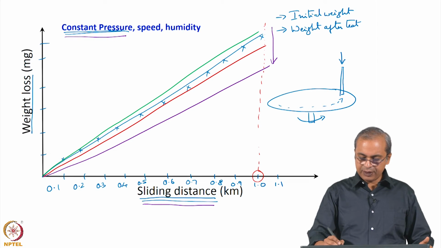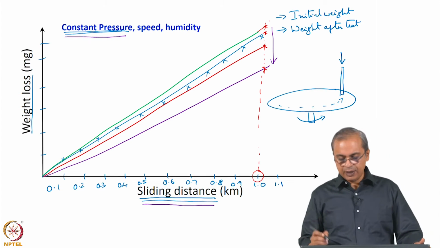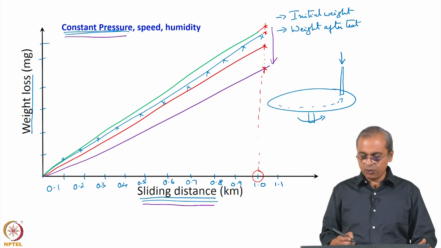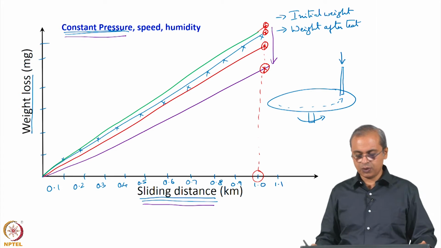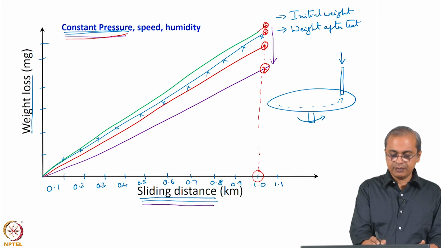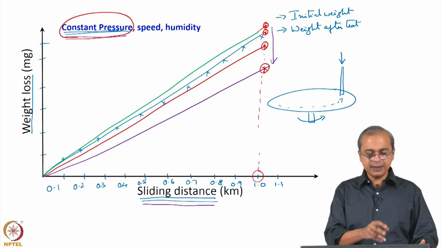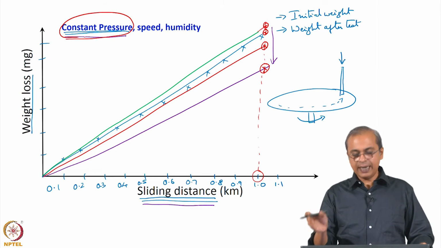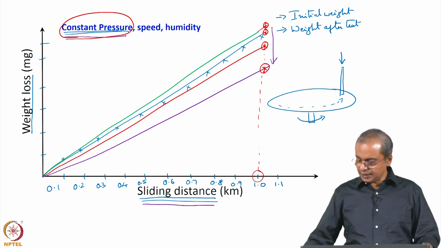So, you will get one weight loss value here, one here, wherever those curves meet. In this schematic you can already see at that 1 kilometer distance, one sample gives you this value of weight loss, the next a higher value, then the third sample gives you a higher value and so on. This is at this particular value of pressure. Now, I can run another test where I change the pressure to a higher value, run for the same distance again, and look at the different weight losses. That is what we are plotting here.